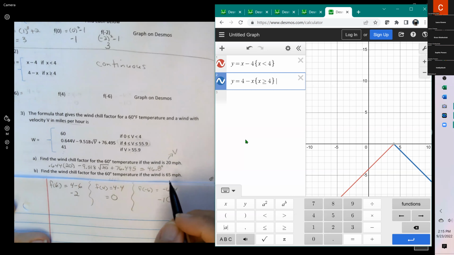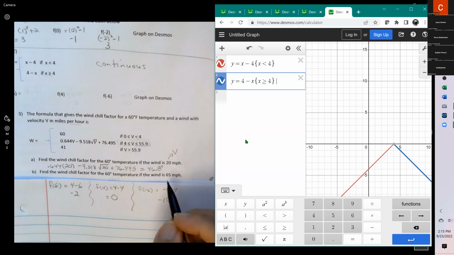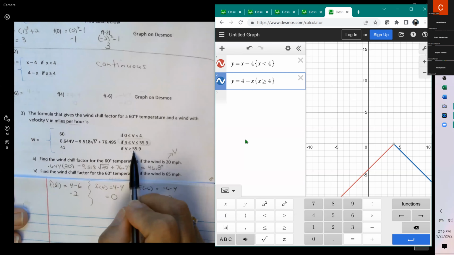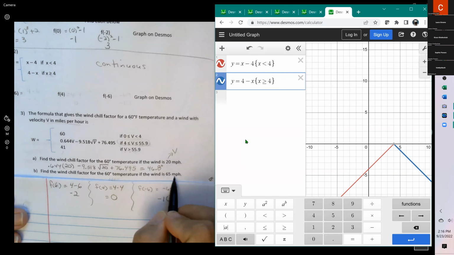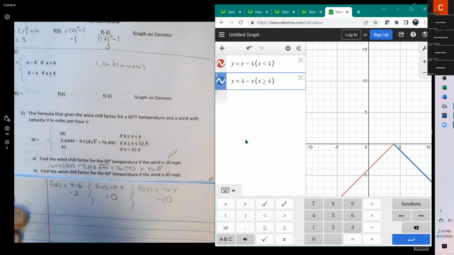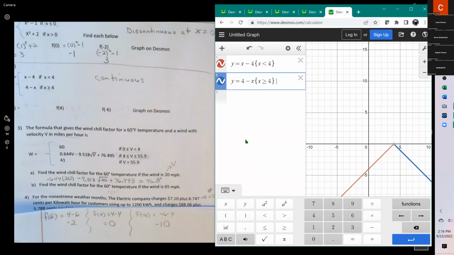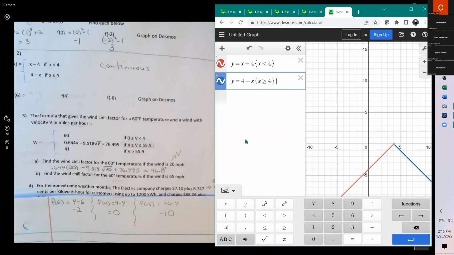Anyone? Third. Yes, thank you. Because 65 is greater than 55.9, we're using this equation. If the wind is 65 miles per hour, it feels like 41 degrees. Any questions on that?